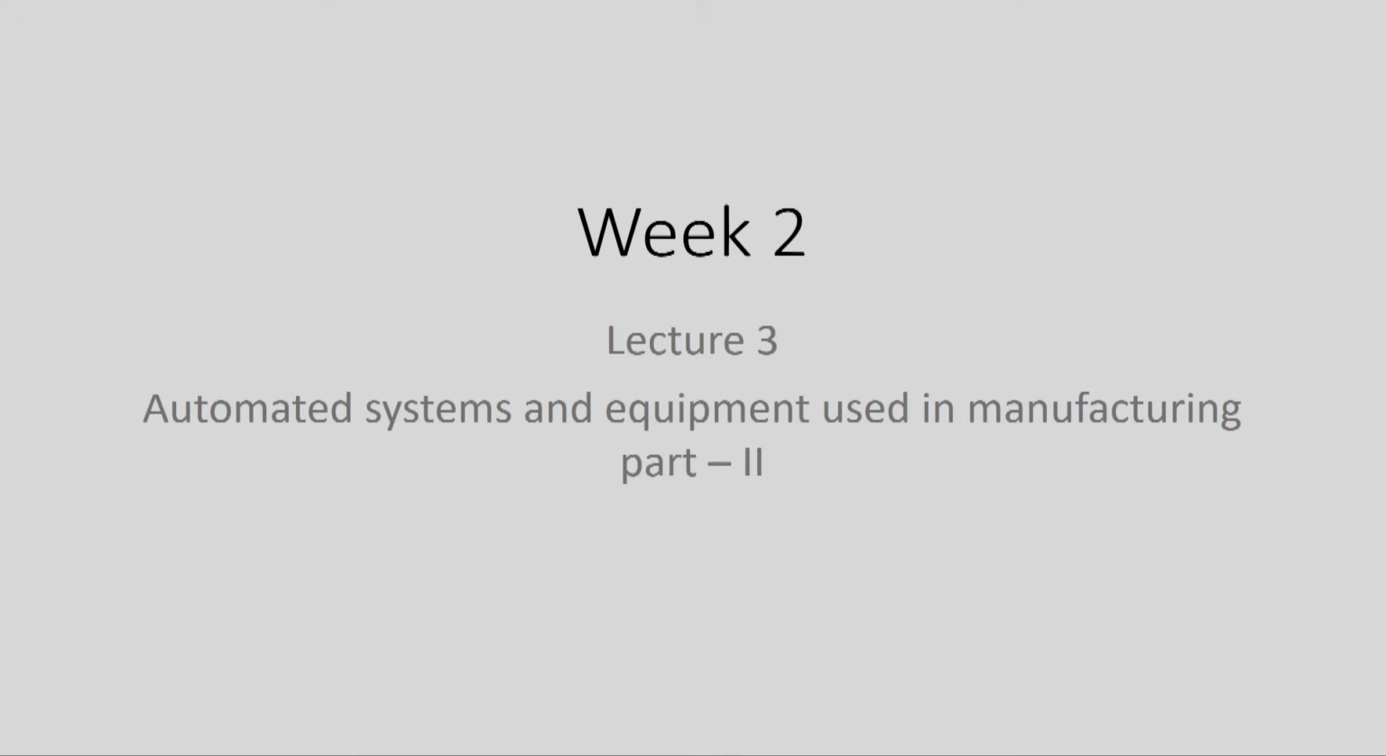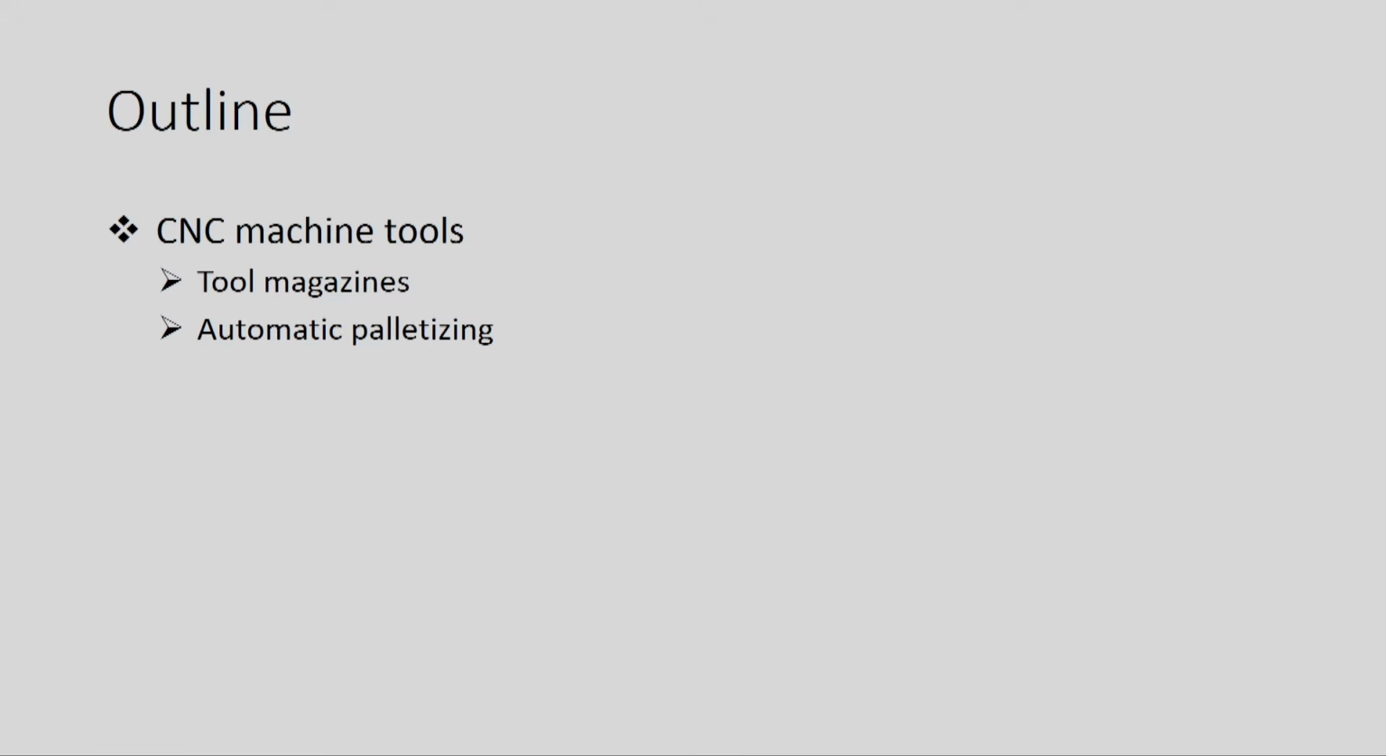Now we will be studying the automated systems and equipment used in manufacturing, that is part 2. This is lecture 3 of week 2. The outline of this lecture is as follows. We will be studying the CNC machine tools, various elements of CNC machine tools such as tool magazines, automated palletizing, tool wear monitoring systems.